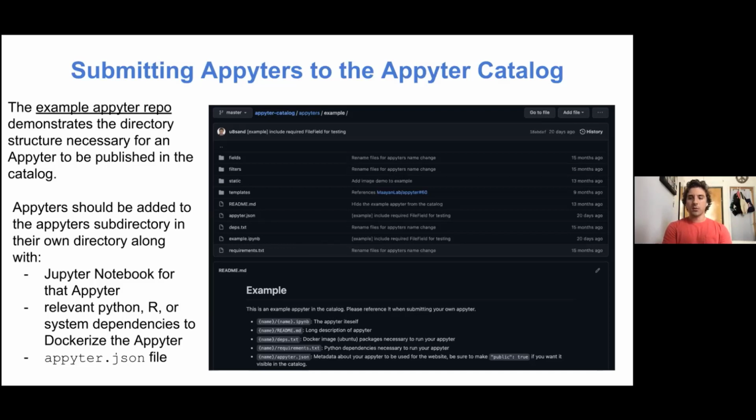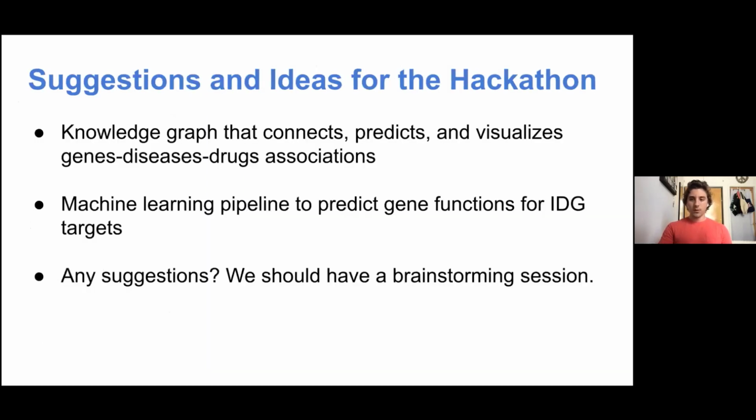An example of an Appyter directory structure is included in GitHub, and key items include the notebook itself, obviously, any package dependencies to allow for Dockerization, and importantly, an appyter.json file, which is a JSON schema validated descriptor file that enforces essential information to ensure Appyter fairness and for also displaying this metadata in the catalog. That about sums up the crash course on Appyters.